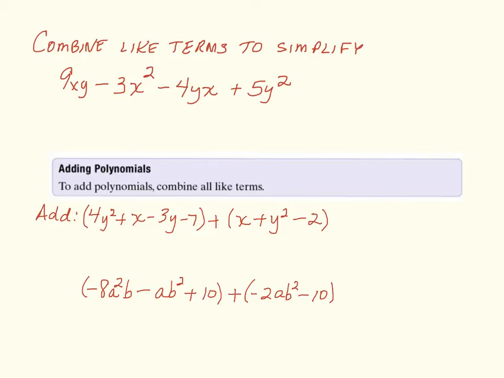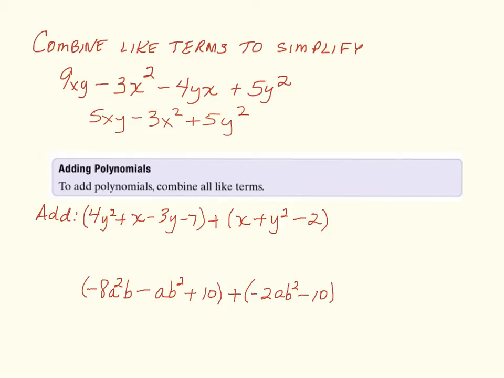Okay, now let's combine these like terms. So to simplify, 9xy minus 3x squared minus 4yx plus 5y squared. What can we combine? Well, 9xy minus 4yx are like terms, so we can get 5xy, but that's all that can be combined. Minus 3x squared plus 5y squared. Well, when you've got these different variables like this, you can't really go in descending order, so don't worry about it. The important thing is that you combine them.